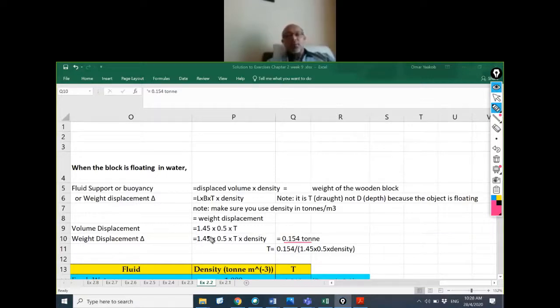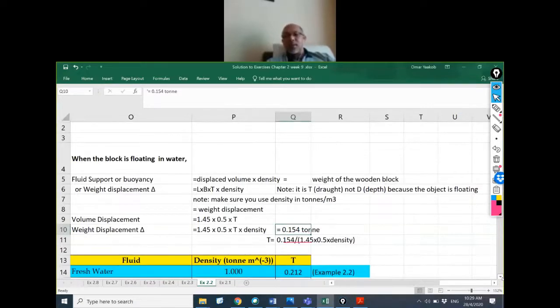So volume displacement is 1.45 times 0.5 times T. T we don't know yet, but we know the weight. So by this formula, we can get the T by dividing the weight by the length times B times density, because T is here. So we make this table. Of course, you don't have to make a table, but I made a table because we have different density.